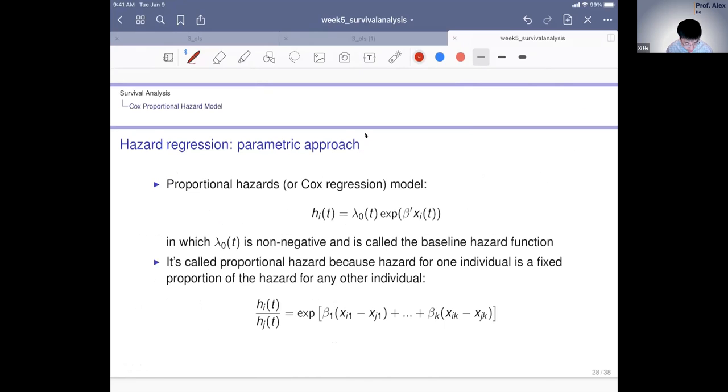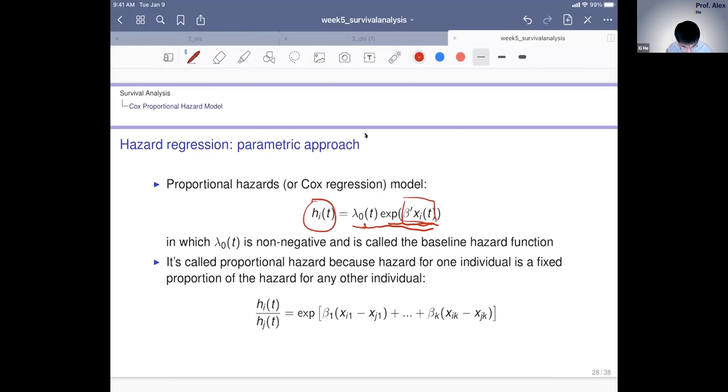So now let's talk about this model. Basically, we are modeling our hazard function. Remember that the hazard function is the PDF divided by the survival function, which is the conditional density at each point. So we are modeling that hazard function as a specific functional form. And that is lambda zero t. You can think of this as like a constant. It's only a function of t, but does not depend on x. Then you have the second part, which depends on x, which is the natural exponential of beta times x. Inside this exponential, it's just a linear function of x.